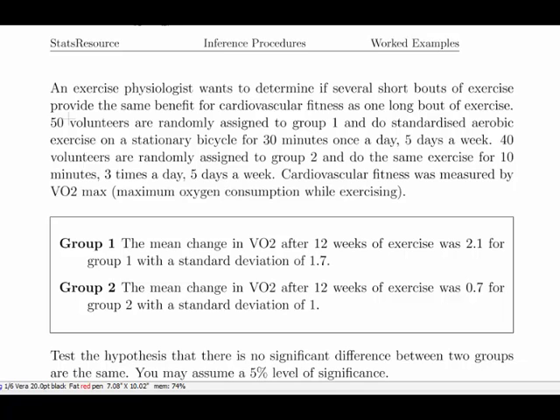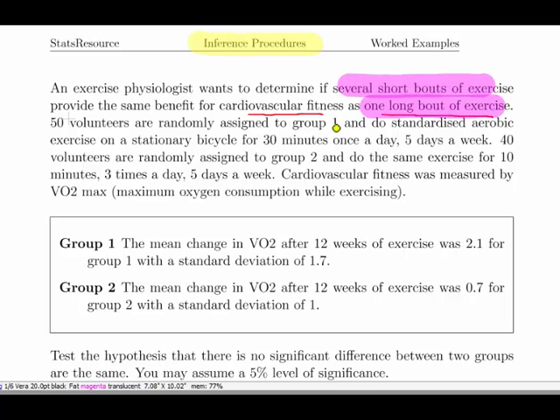Okay, in this presentation we're going to look at a sports science example for inference procedures. So what we're looking at is the difference in means between two groups. And here we have a sports science example where we have two different types of exercise. So an exercise physiologist wants to determine if several short bouts of exercise provide the same benefit for cardiovascular fitness as one long bout. Okay, so several short bouts, one long bout.